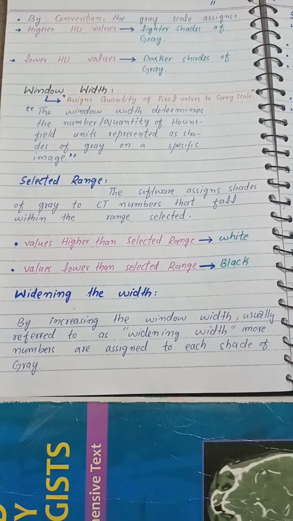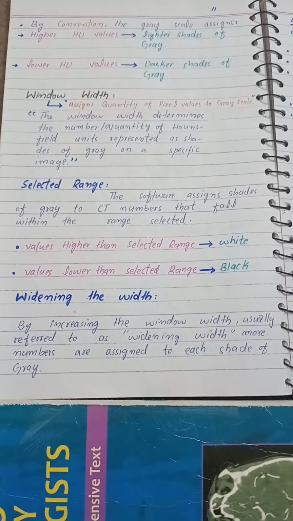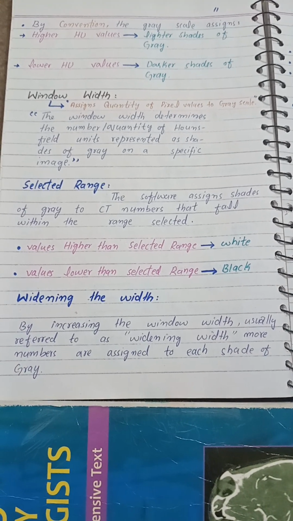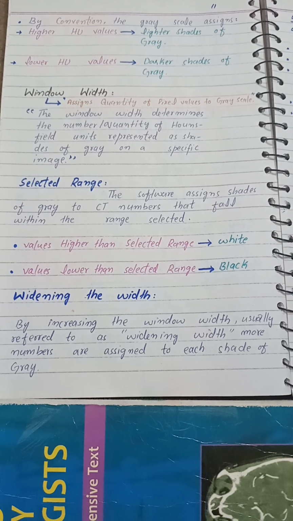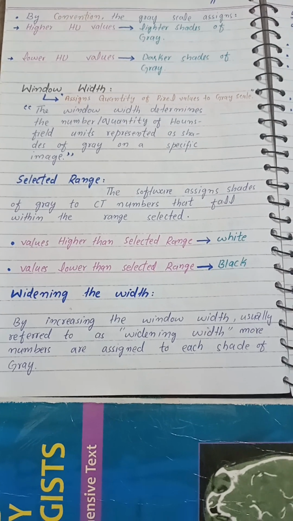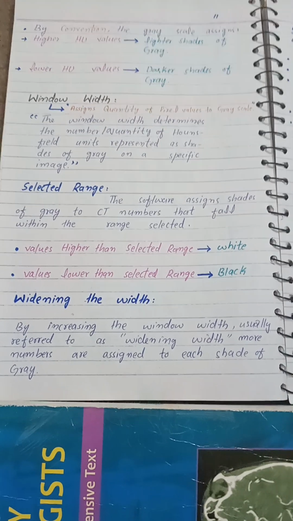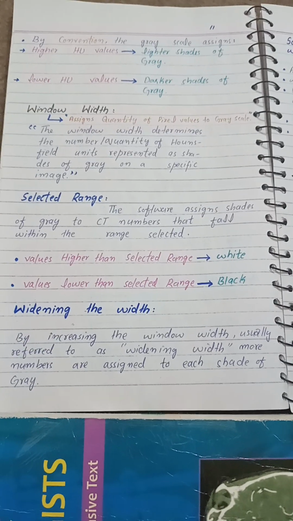Increasing the window width is usually referred to as widening the width. More numbers are assigned to each shade of gray.